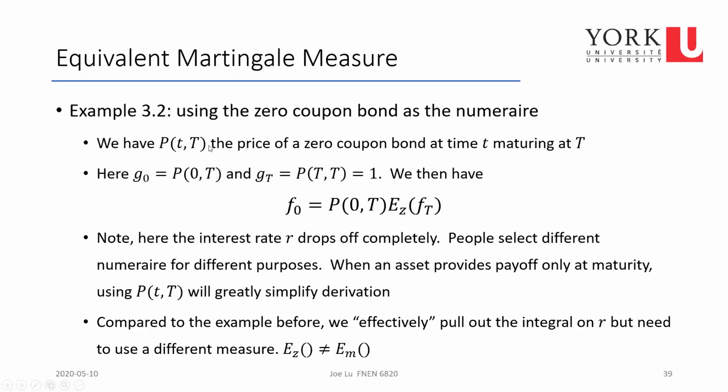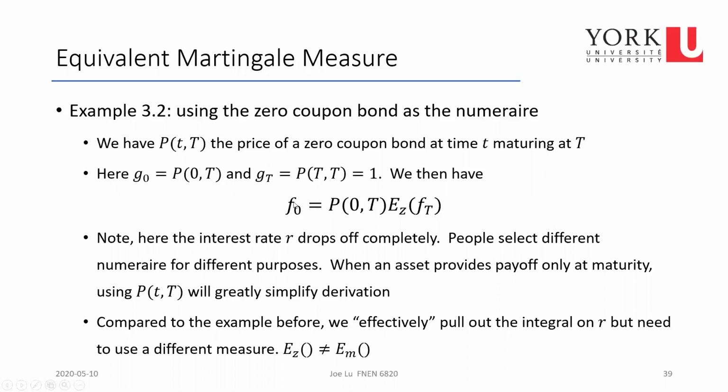So if we have P(t, T), as the price of a zero coupon bond at time t, maturing at T. If you look at it, this asset has a particularly simple expression at maturity, because the maturity price of the zero coupon bond is just 1.